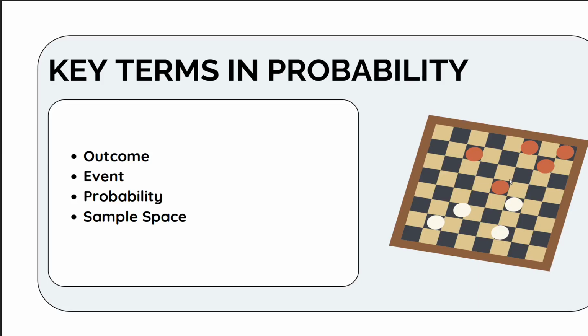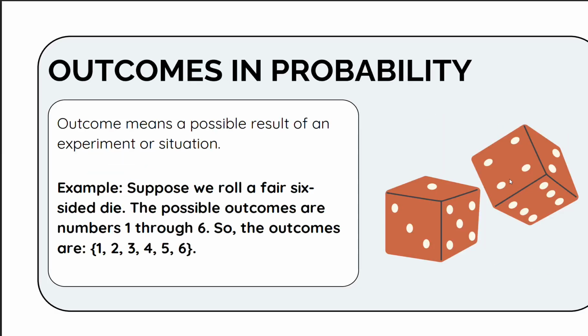Key terms in probability are outcome, event, probability, and sample space. Outcomes in probability: an outcome means a possible result of an experiment or situation. Example: suppose we roll a fair six-sided die. The possible outcomes are number 1 to number 6. So the outcomes are 1, 2, 3, 4, 5, 6.